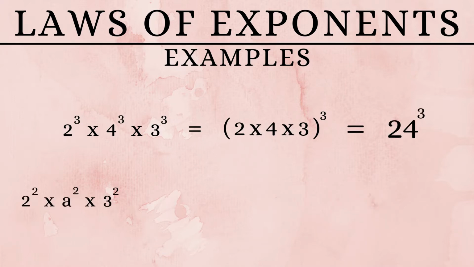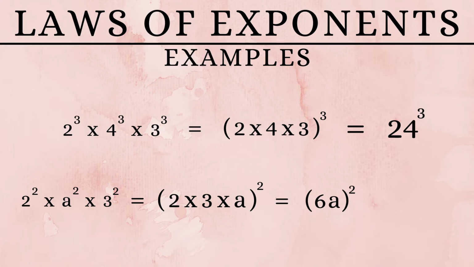Next example, 2 square into a square into 3 square. Here again, the exponent is the same, but the bases are different. So multiplying the bases, we get 2 into 3 into a, and we keep the exponent 2 as it is. Now this results in 6a the whole square, which is 6 square into a square, or 36a square.